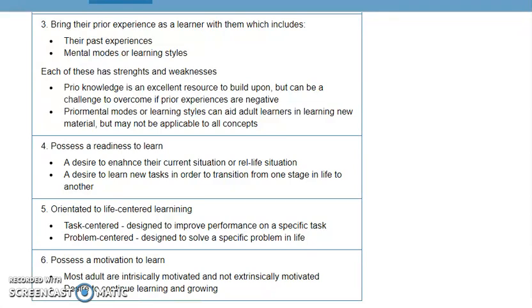There are other options you could do, or you could do absolutely nothing at all. So there's a readiness to learn. Ideally, this will get you somewhere else. And that's the goal, that all learning will take you somewhere else. Then an orientation to life-centered learning, and the idea of either being task or problem-centered. And if you think about training and development, we're looking at improving performance on a specific task, whatever that may be.